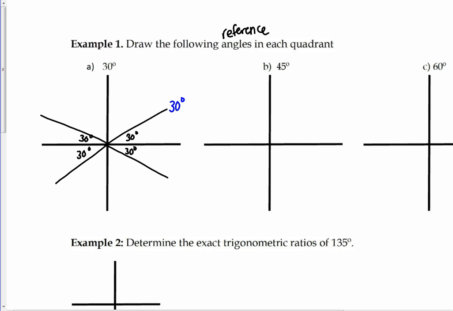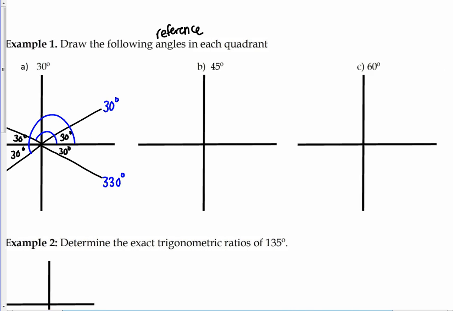In the second quadrant, what would it be? My rotation angle would be 150. So 180 minus 30. Okay, what would be the next one? Next rotation would be 180 plus 30, 210. And then the last one, 330. 360 minus 30. Okay, so I'd like you to do the same thing for the other two.